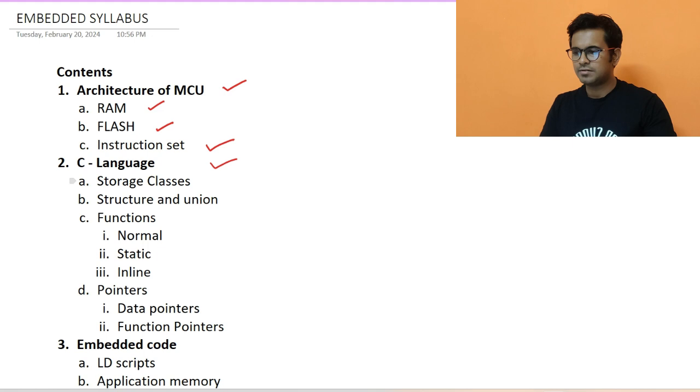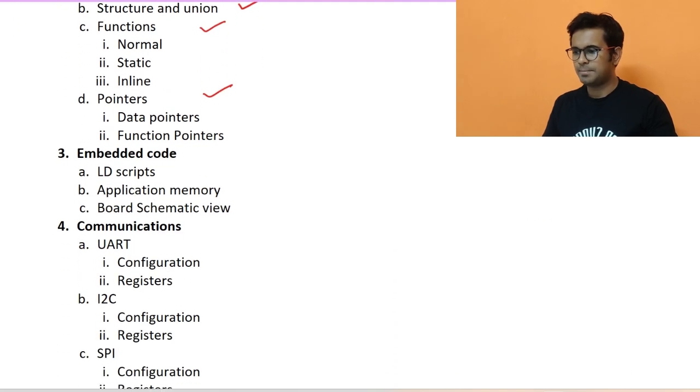Then I will be focusing on the language, which is also a very important part in firmware development. So C language: I will not be teaching you the C language, but it will be a brush up on the very important topics that will be mostly used for embedded development, like storage classes, structures, union, functions, and pointers.